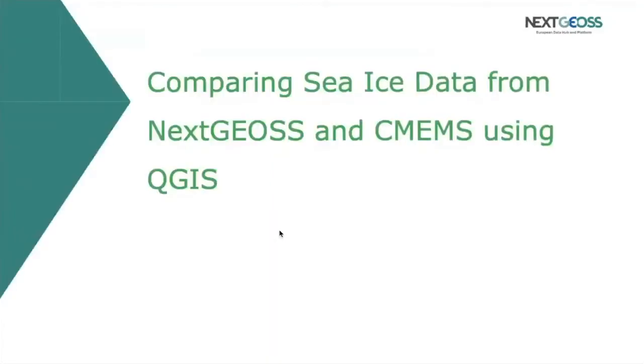I think that is it for just a small introduction about QGIS for the people who don't have background about it. Now we come to the main thing here. We are comparing sea ice data from NextGEOSS and CMEMS. CMEMS is the Copernicus Marine Environment Monitoring Service. They have a catalog, and NextGEOSS has a catalog.